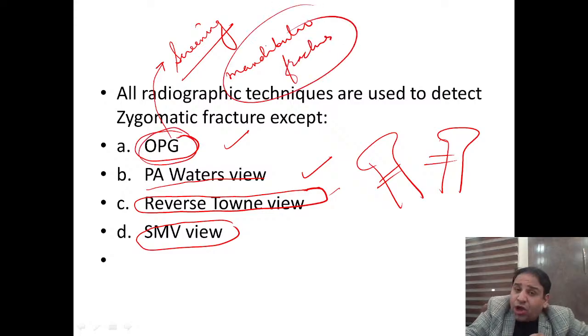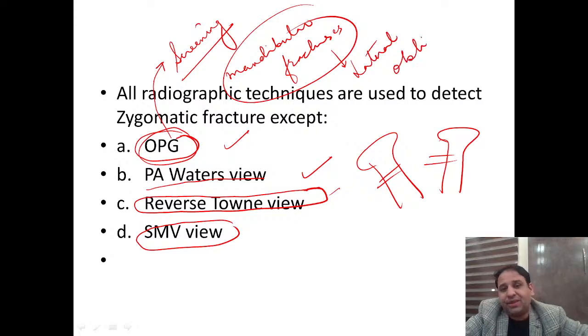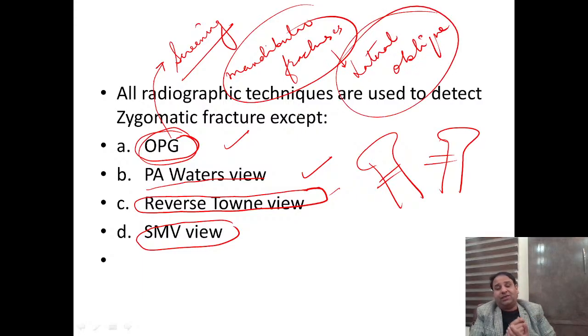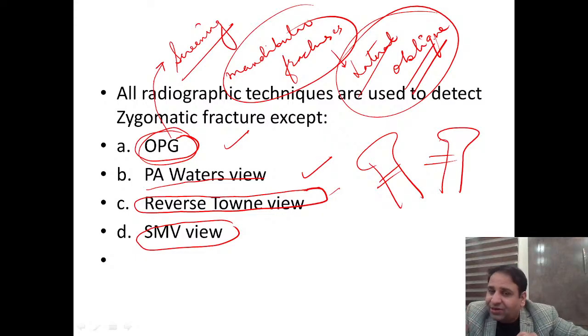If OPG is not in the option, then remember, students, all mandibular fractures are best seen in lateral oblique view. This lateral oblique view is of two types: lateral oblique ramus projection and lateral oblique body projection. They are best to visualize the body and the ramus fractures.